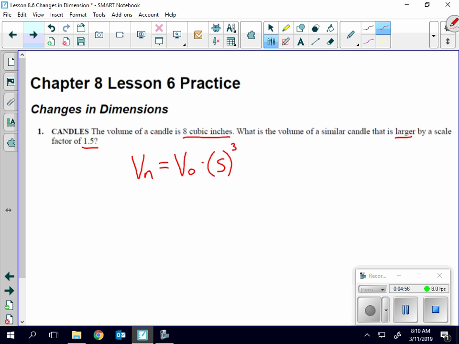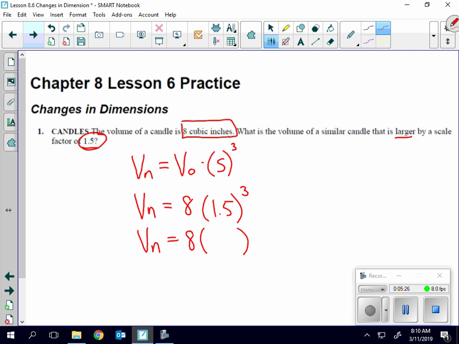So we don't know the new volume, so that's V of n, or V sub n. V sub O, that's our original volume, well, originally we had 8 cubic inches. So that's 8. And we're going to multiply it times the scale factor here, 1.5. And of course, raise it to the third power. All right, order of operations, which one do we have to do first? That's right, we need to do our exponent first.